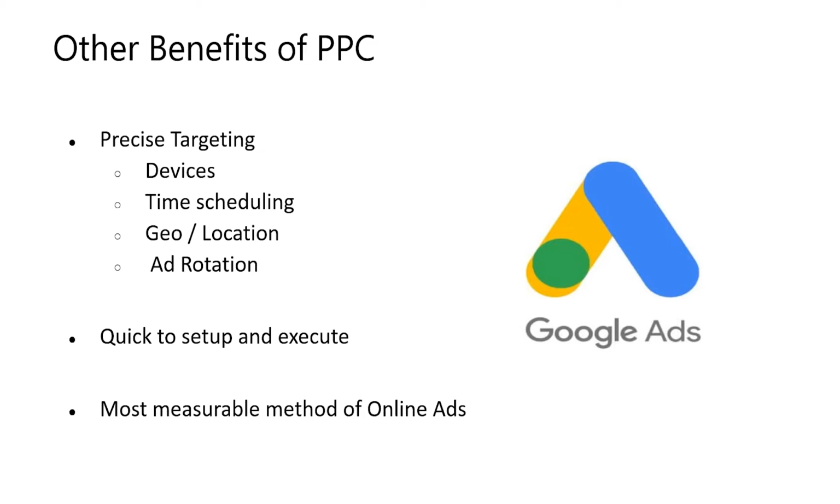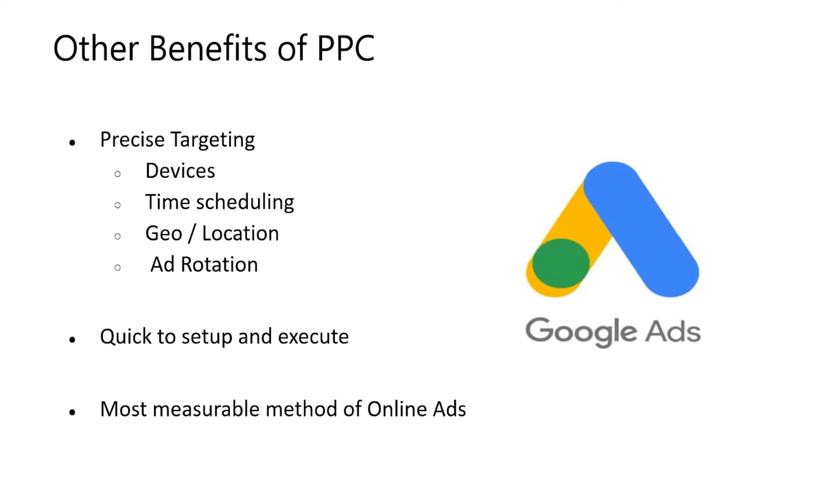There are obviously other benefits of pay-per-click marketing, and some of these include precise targeting across devices, and time scheduling, where you could schedule your ads to run at a particular time.